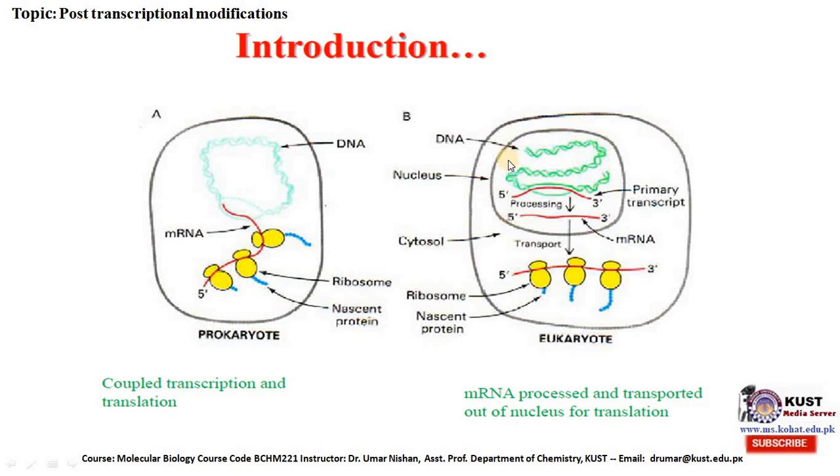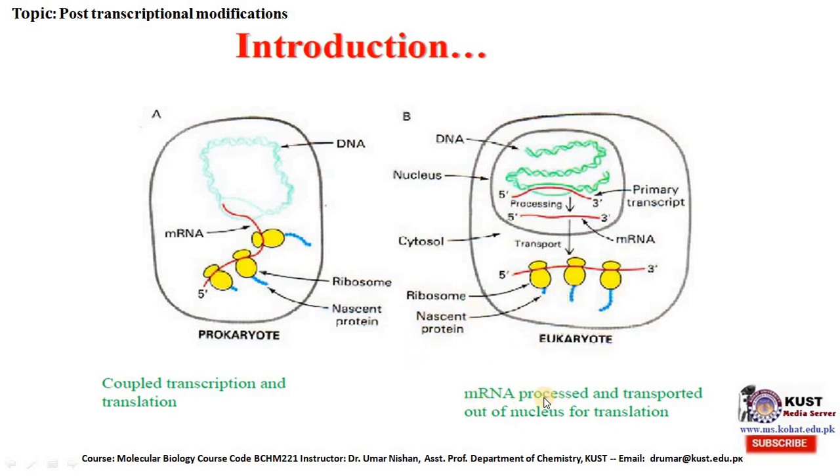However, in eukaryotes we have DNA inside the nucleus. You can see here the nucleus. This is the DNA, and in red you can see the primary transcript of RNA, from 5' to 3'. If this is messenger RNA, it is transported out of the nucleus to the cytosol. Here in yellow you can see the ribosome, and when it is translated, the blue shows the nascent proteins that are formed.